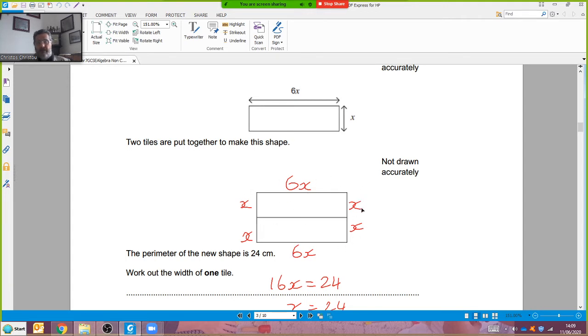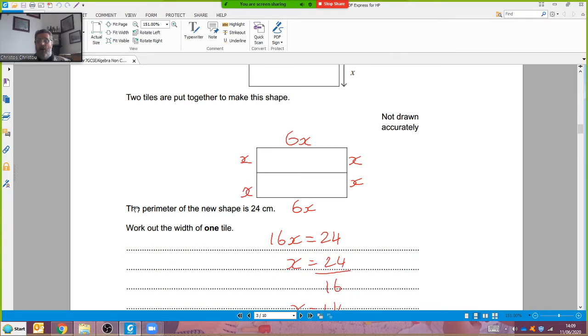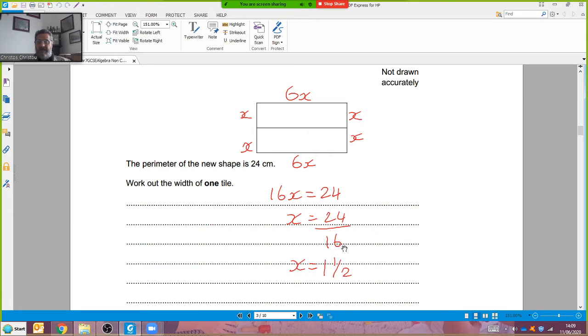And altogether, look, we've got 16 x's, haven't we? We have 6, 6, 1, 1, 1, 1. That's 16 edges, 16 x's in fact. And we're told that the new perimeter is 24 units, centimetres. So what's the width of one tile? In other words, just the x bit. Well, divide by 16, that comes to 1 8/16, because it's a remainder, which is 1/2. All right. Again, any point you stop me so we can talk.